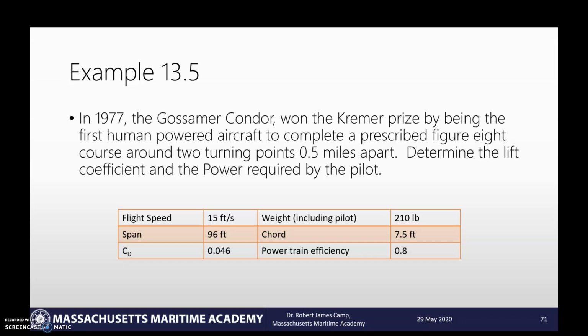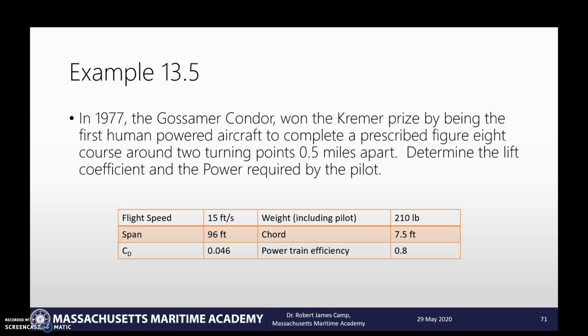In 1977, the Gossamer Condor won the Kremer Prize by being the first human-powered aircraft to complete a prescribed figure-8 course around two turning points a half-mile apart. Determine the lift coefficient and the power required by the pilot. And so here are the characteristics of the Condor.